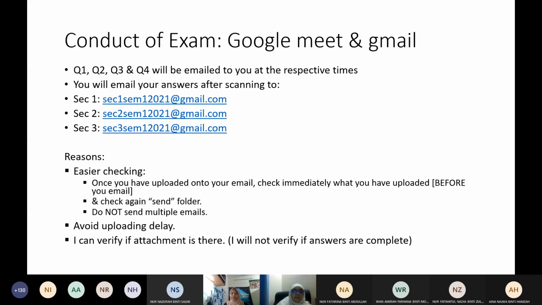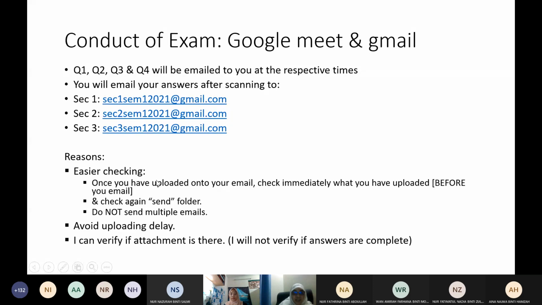Basically, each of the questions will be emailed to you at the respective times, and then you will email your answers after scanning. Please make sure you know your sections. Each section will email a different address. If you're from section one, you will send your answers to this specific email. Section two will send to the section two Gmail. Section three will send to the section three Gmail. This is easier for me to monitor and also easier for you to check what you have uploaded.